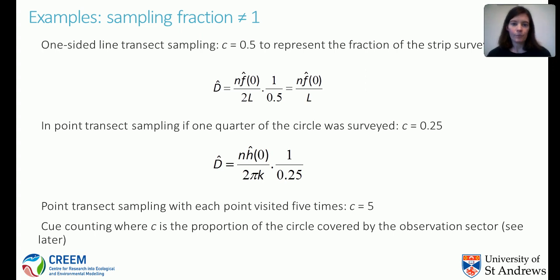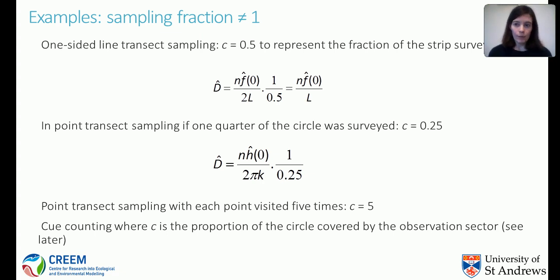Here's an example if our sampling fraction is not equal to 1. In a one-sided line transect survey, c, the multiplier, could be denoted as 0.5 to represent the fraction of the strip surveyed. In the density estimator, you can see that 0.5 in the denominator enables us to estimate density correctly. Similarly, in the point transect sampling example, if we only surveyed 1/4 of a circle, c would be equal to 0.25 and again placed into the density estimator.